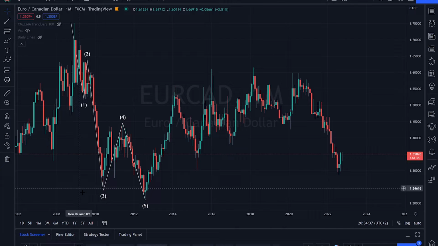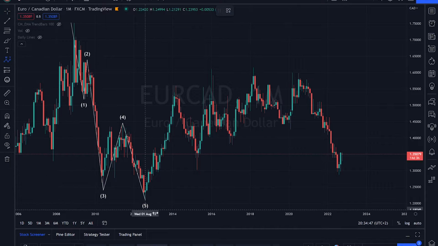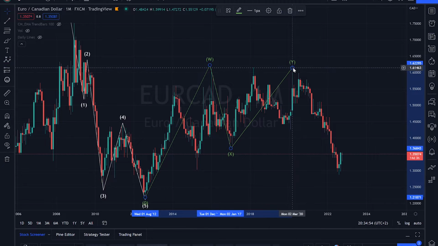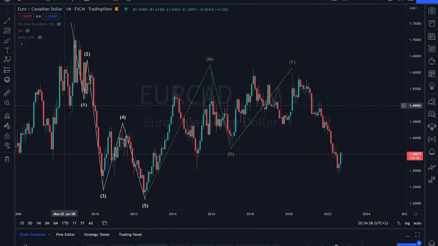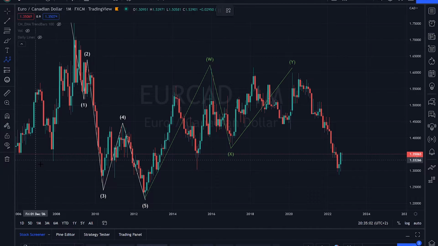Now we only need 3 waves for a correction, but we can also have 7 waves or 11 waves. So what do we have here? Well, what I believe we have here is what we call a W, X and Y correction. What's a WXY correction? Well, within the WXY correction we have 3 waves.